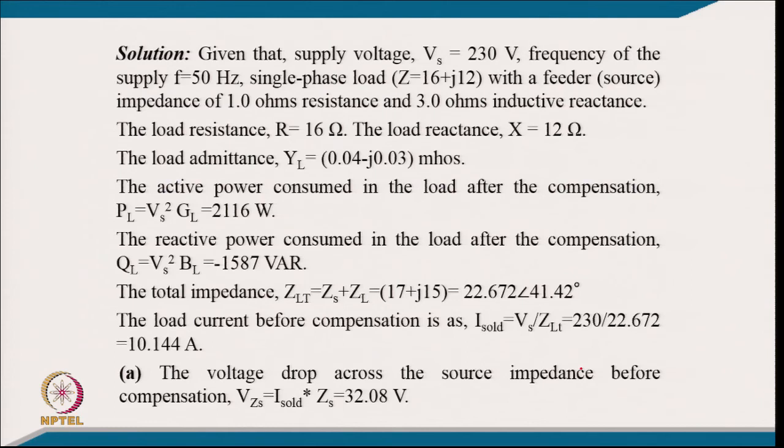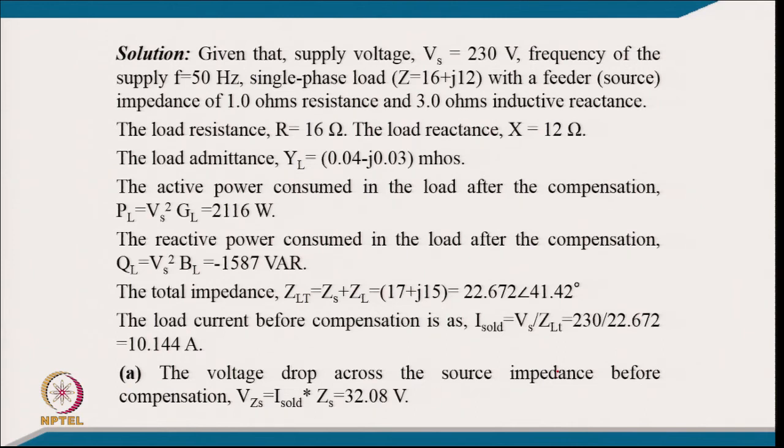Given that the supply voltage Vs is 230 volt, frequency 50 hertz, single phase load of 16 plus j12 ohm, and feeder impedance of 1 ohm resistance and 3 ohm reactance. So, the total load resistance is 16 ohm and the load reactance 12 ohm. From the load admittance, we can get the active power from the conductance, V square GL. This is the active power consumed by the load, and this is the reactive power consumed by the load. The total impedance, including the source impedance, we can find with this relation, and then the load current before compensation is Vs by the total impedance of the circuit.